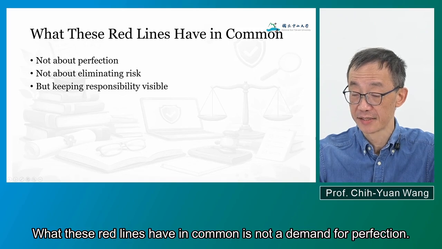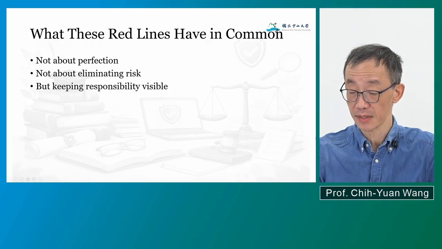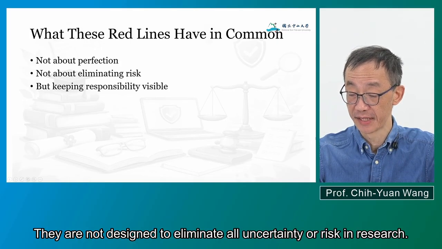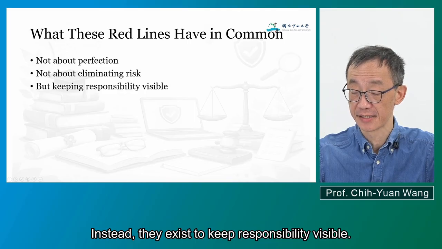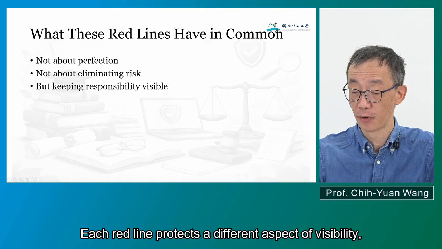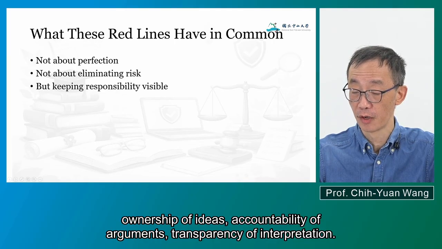What these red lines have in common is not a demand for perfection. They are not designed to eliminate all uncertainty or risk in research. Instead, they exist to keep responsibility visible. Each red line protects a different aspect of visibility: ownership of ideas, accountability for arguments, transparency of interpretation.